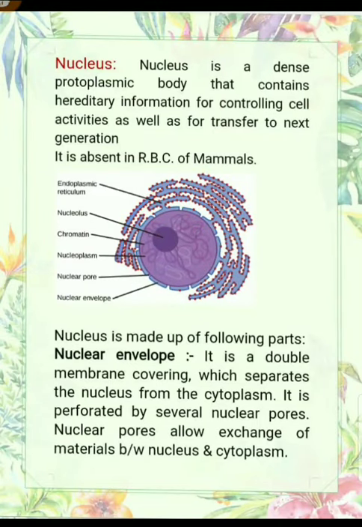Hello everyone. So in this part we will take up the nucleus. As I already told you, a cell has mainly three components: nucleus, cytoplasm and plasma membrane. So first we will discuss the nucleus, as we have already discussed the plasma membrane.